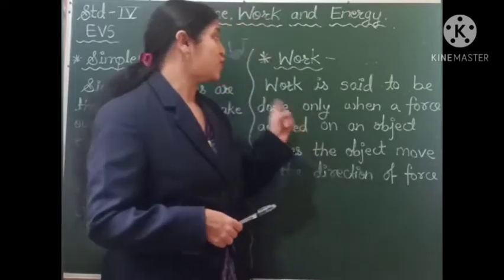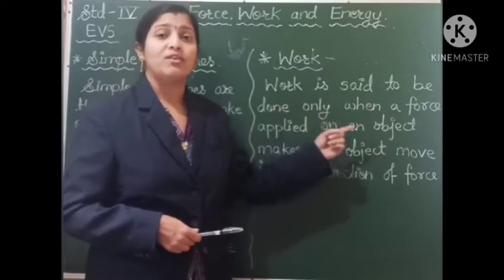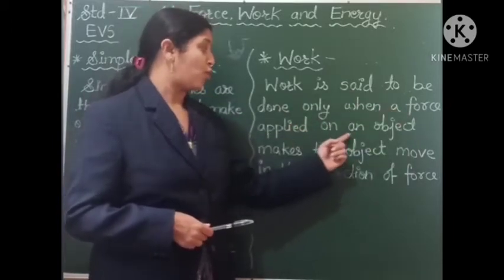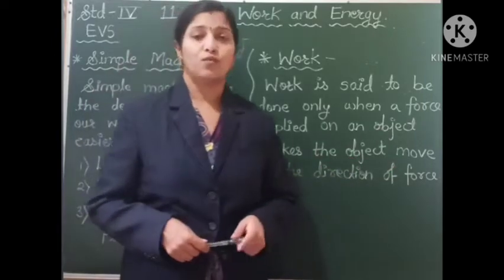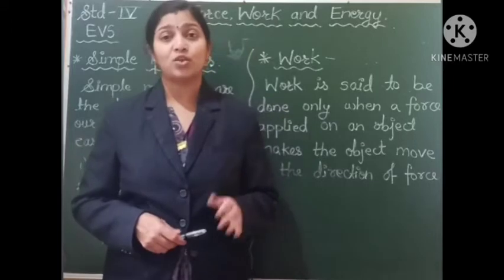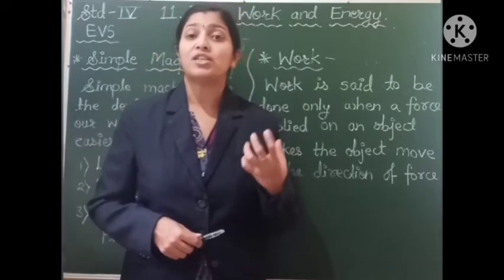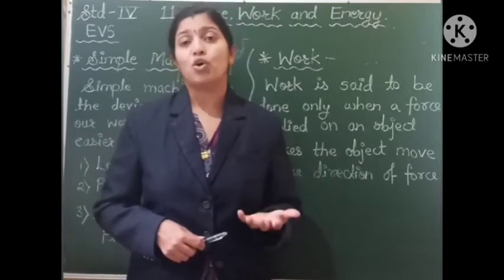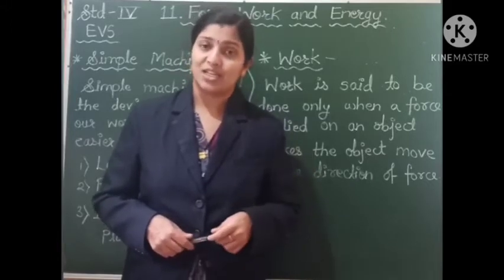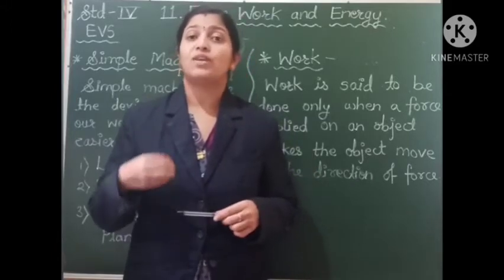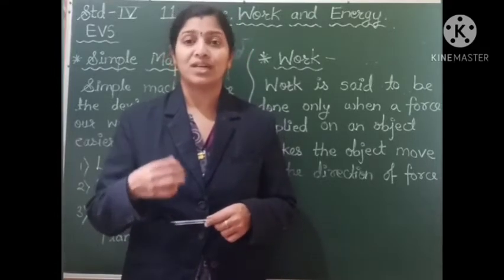So students, work is said to be done only when a force applied on an object makes the object move in the direction of force. So work can be said to be done only when the force that is applied on any object makes the object move. If the object does not move, we cannot say that work is done in that case. Only when the object on which we are applying force makes some movement, we can say that work is done.